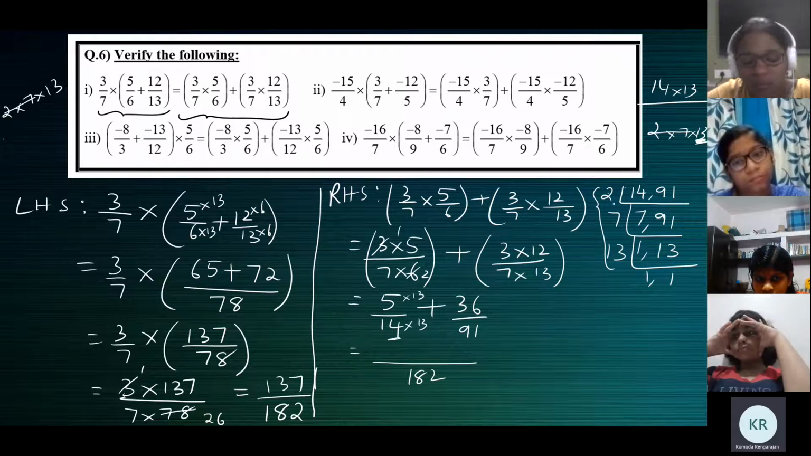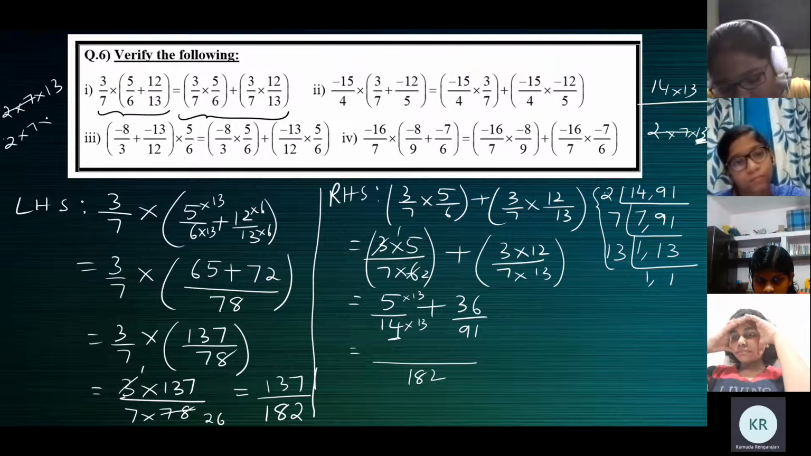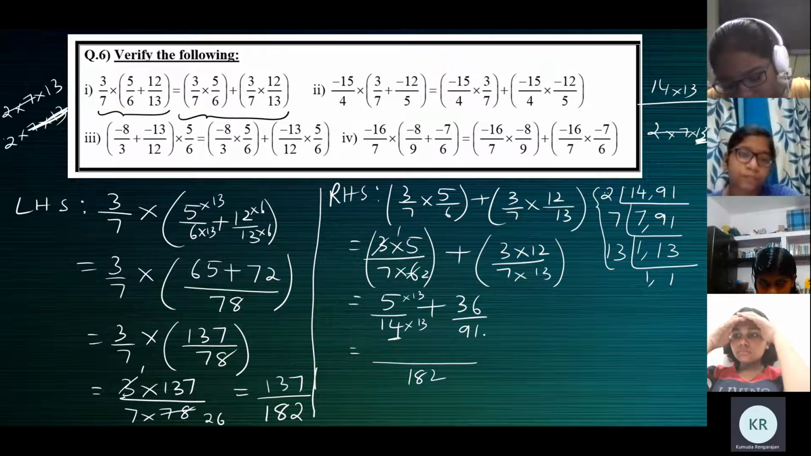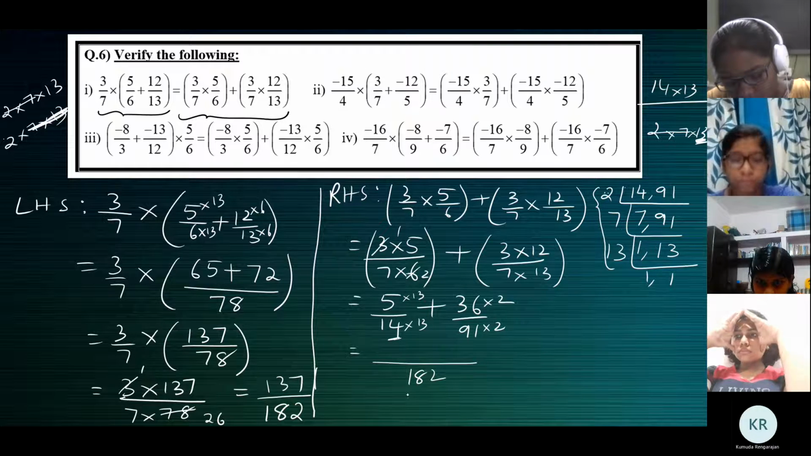Write all these numbers: 2 into 7 into 13. Now strike out 91. 13 7s are 91, so strike it out. What is remaining? 2. So I should multiply the numerator and denominator by 2. I hope I explained it clearly.